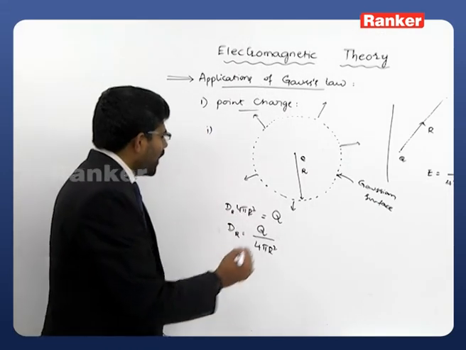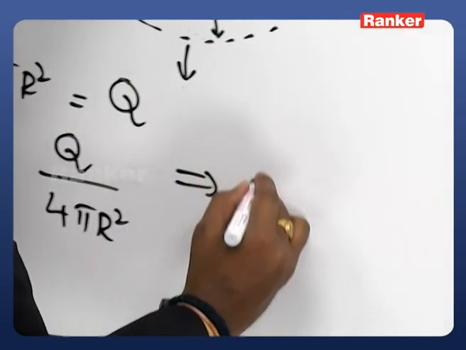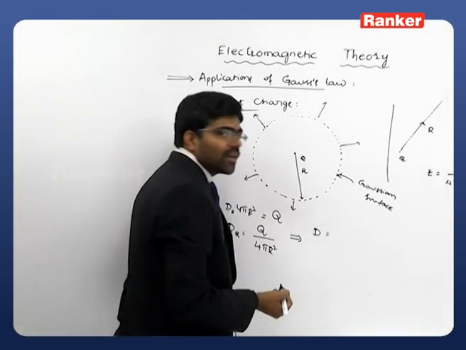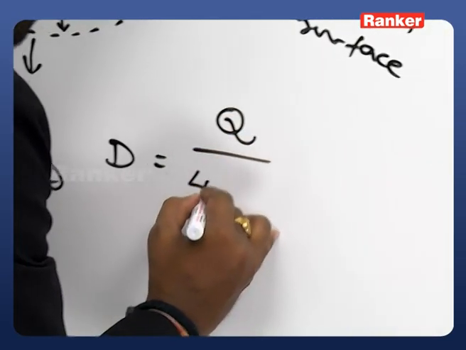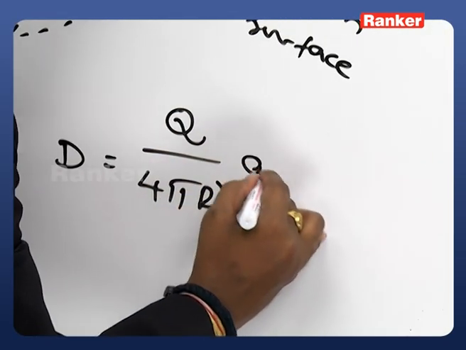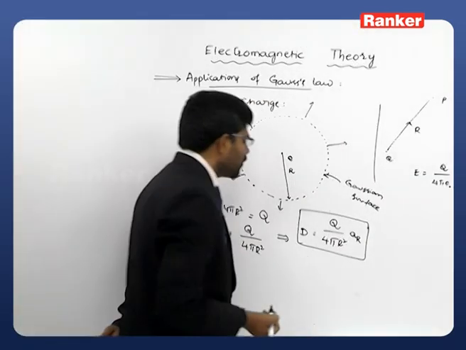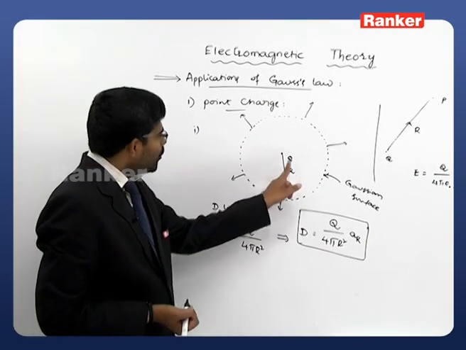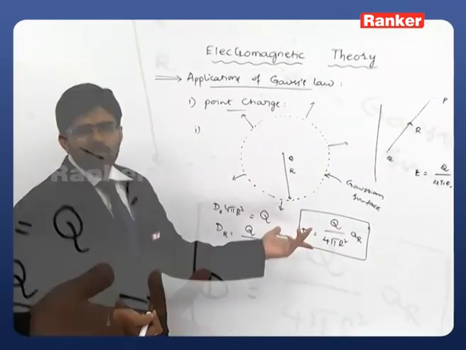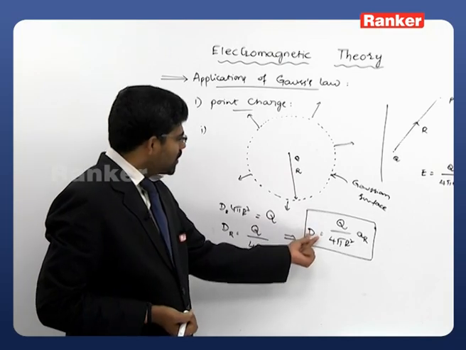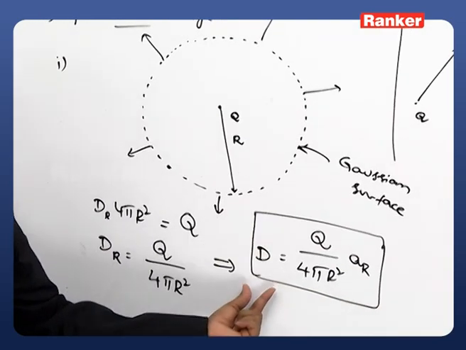Before that we defined D as D_r in the direction of a_r. From that, clearly we can write the total flux density is equal to Q by 4 pi r squared in the direction of a_r. So this is the total electric flux density we have because of a point charge. If we know the flux density, easily we can obtain the electric field intensity. We have the relation D is equal to epsilon naught E, so E is equal to D by epsilon naught.